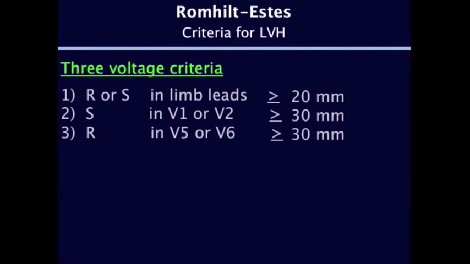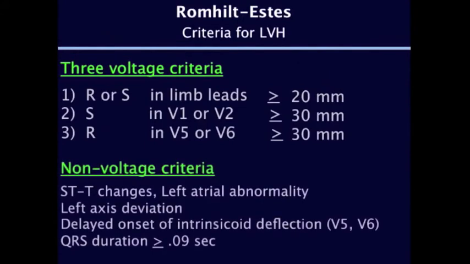Briefly, other Romhilt-Estes criteria include ST-T changes typical of LVH, left atrial abnormality, left axis deviation, QRS duration, and intrinsicoid deflection. So the take-home message here is that LVH can cause many electrocardiogram changes besides voltage changes, so you should look for those also.